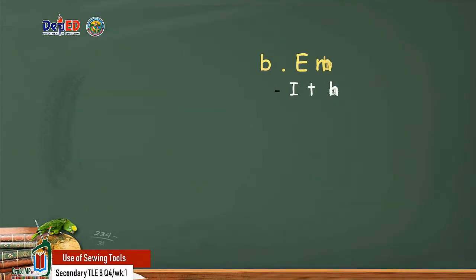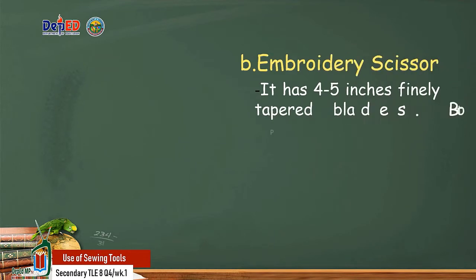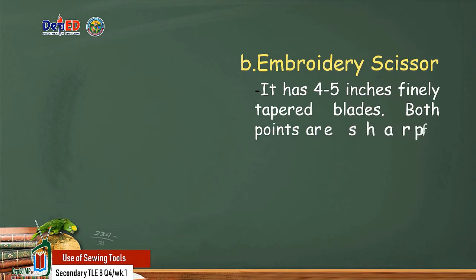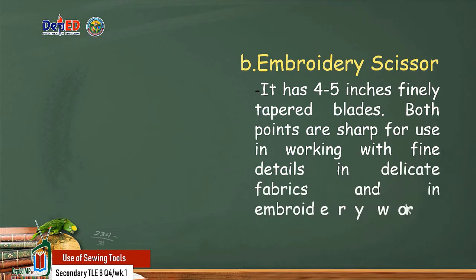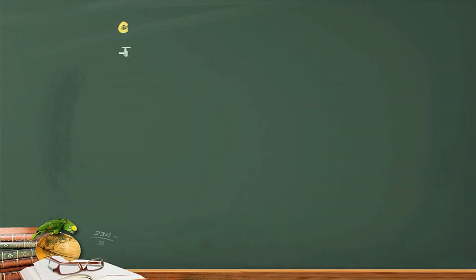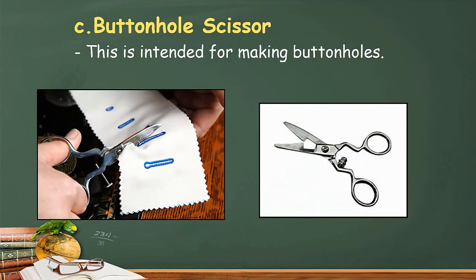And the second one, embroidery scissor. It has 4 to 5 inches finely tapered blades. Both points are sharp, used for working with fine details in delicate fabrics and in embroidery work. And the last one, which is the buttonhole scissor. This is intended for making buttonholes.